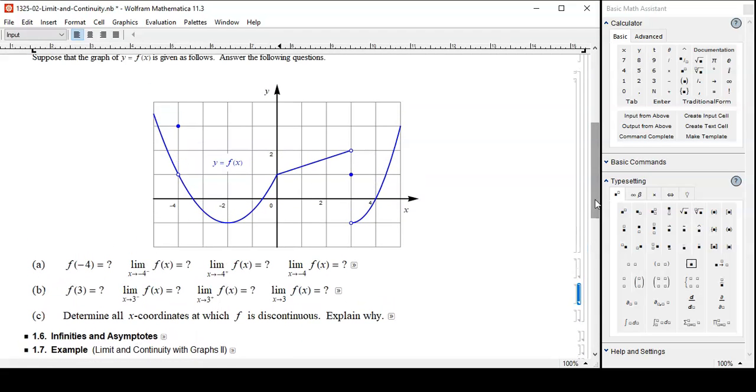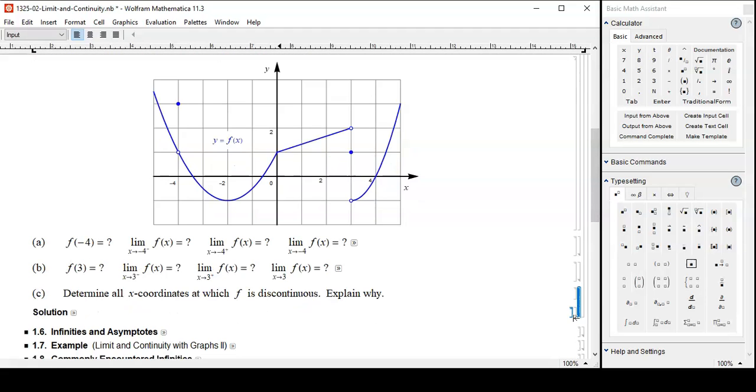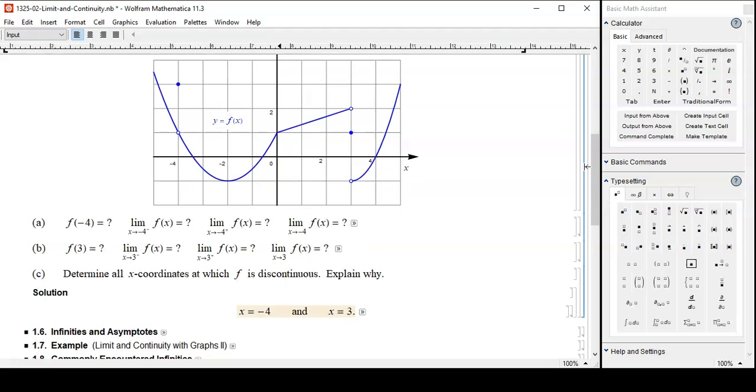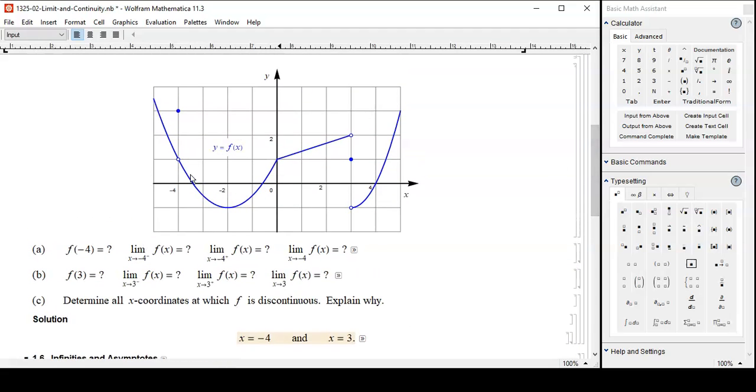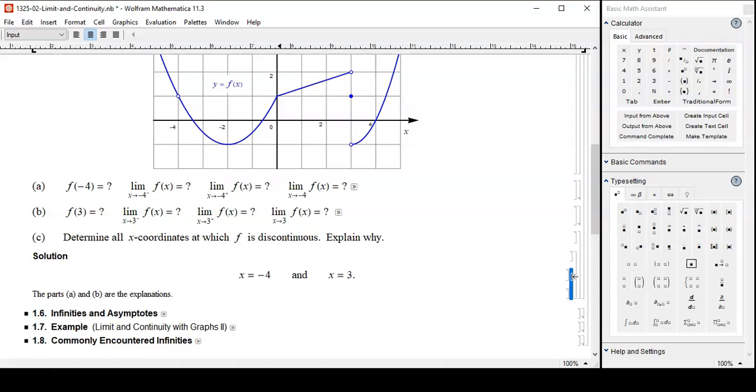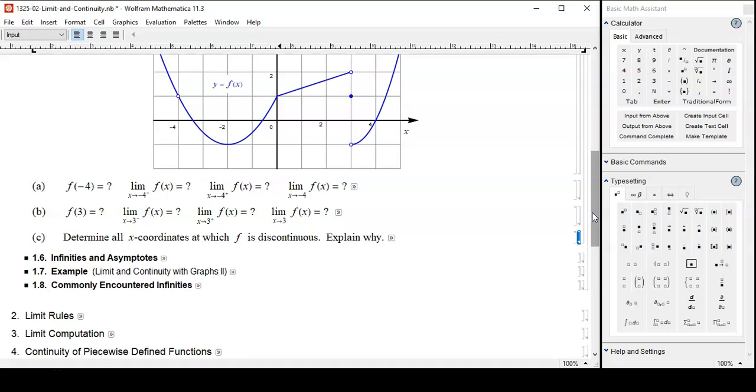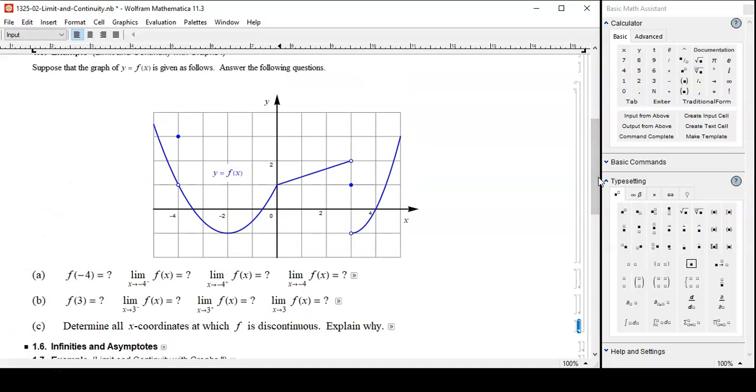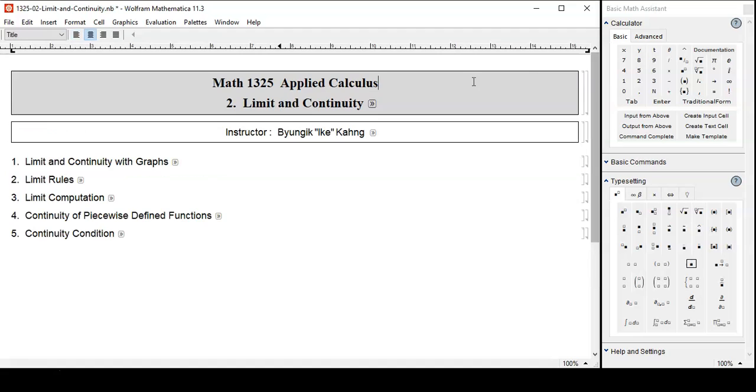Now finally, this problem: determine all x-coordinates at which f is discontinuous. Explain why. Clearly, at x equal to -4 and x equal to 3, we have discontinuities right here and right there, otherwise all continuous. And the reasons we discussed. A and B, those are the reasons. A is the reason for -4, B is the reason for x equal to 3. So we answered all these. Whenever we have those jumps or some breakings or some emptied points, we do things like this: follow the graph from the left-hand side or the right-hand side.